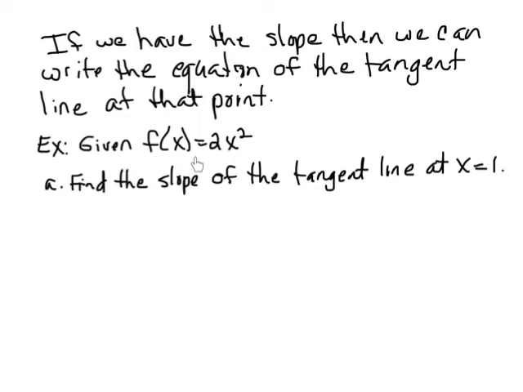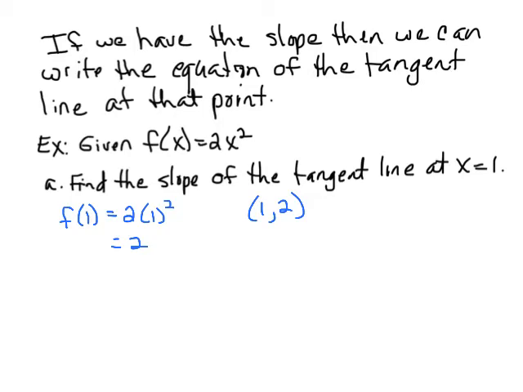Given f of x is 2x squared, the first thing I want to do is find the slope of the tangent line when x is 1. So that's the process we learned yesterday. We have to find f of c, or f of 1 in this case. F of 1 is going to be 2 times 1 squared. So f of 1 is 2. I have a coordinate, 1, 2. That's the point where I want to find the tangent and eventually the normal line.